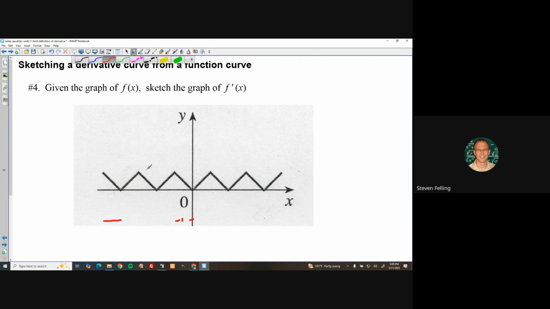And then up here, the slope is +1. So something like that. And then it's -1 for all of these slopes, +1 for all those slopes, -1 for those slopes, +1 for those, -1, +1, -1, +1. And then right at these corners, it's undefined, so I'm going to put open circles there. So this could be the graph of f prime of x, if that was the graph of the function.